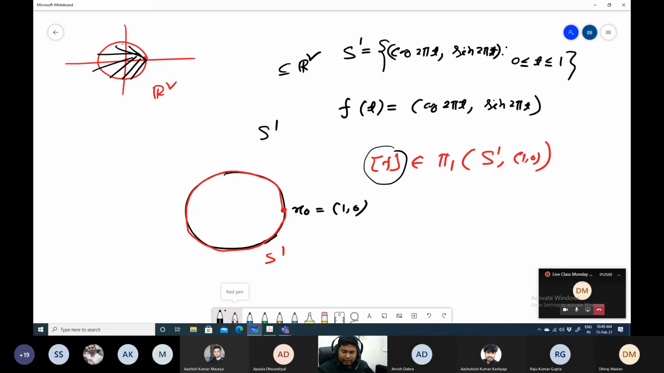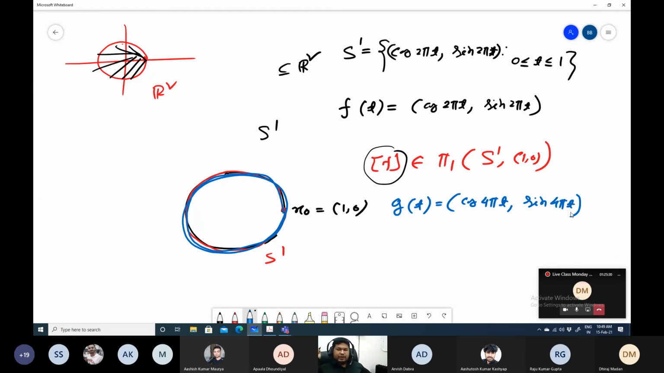Now what if it moves in one direction and then again in the same direction and stops here? If it rounds twice, then we will have another function, say g of t, which is cos 4 pi t, sin 4 pi t. We have this g. Now can you say that f and g are homotopic? So f and g both are loops. f is this one, g is this one. Now what is your guess? Can you see whether f and g are homotopic or not? What do you feel?